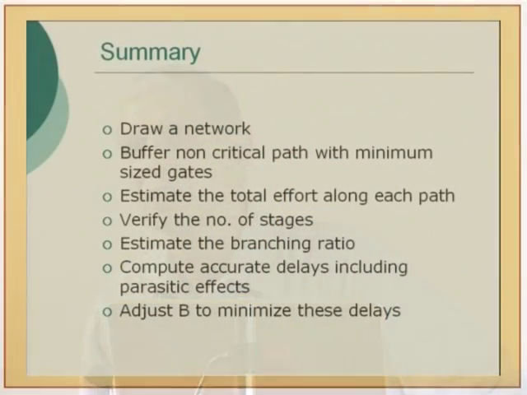Size the circuit for minimum delay. Draw the network, buffer non-critical paths with minimum size gates, estimate the total effort along each path, verify the number of stages, and estimate the branching ratio, how much B you have. This is not for this last part, this is for the total. Compute the accurate delays including parasitic effects, and adjust the second stage to minimize the net delay.